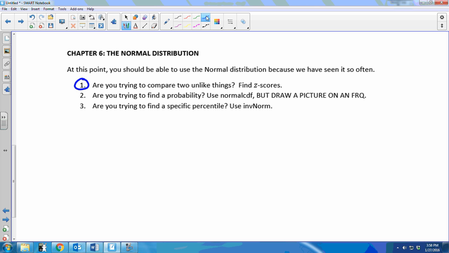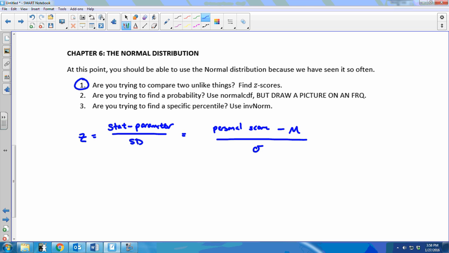So we find z-scores. Remember, we did this when we did a z-score in our hypothesis test too. You have a statistic minus a parameter over the standard deviation. So in this case, the statistic is going to be your personal score on a test or the pole vault or whatever, minus the mean score divided by the standard deviation that they give you. All right, then you can see how many standard deviations you are away from the mean and who's farther away from the mean. That's more unusual. That's how you compare two unlike things. That was all over the Unit 1 test.